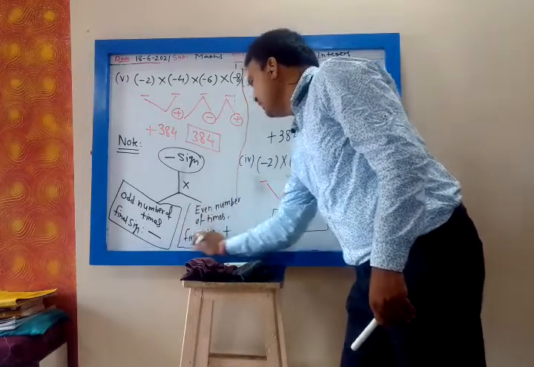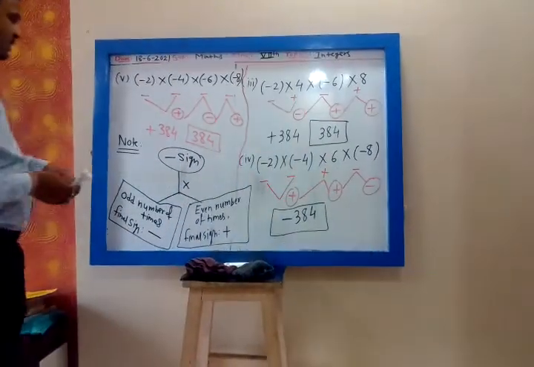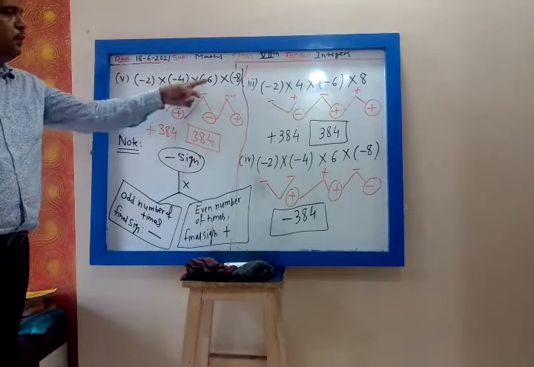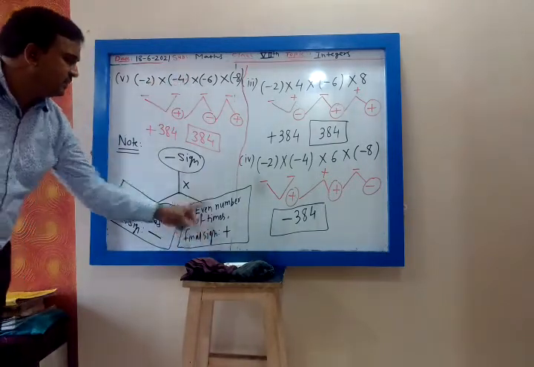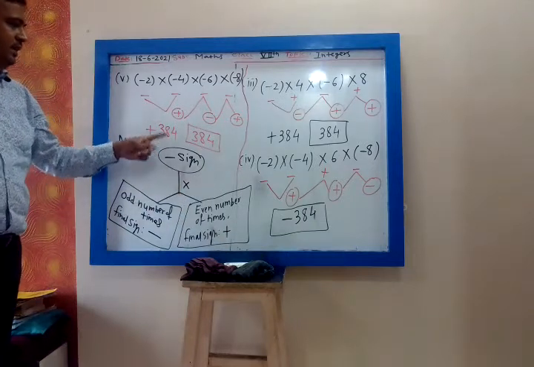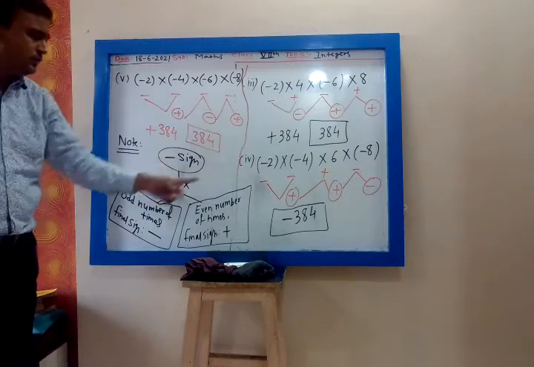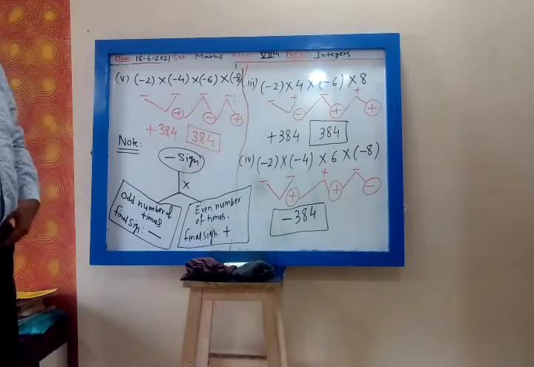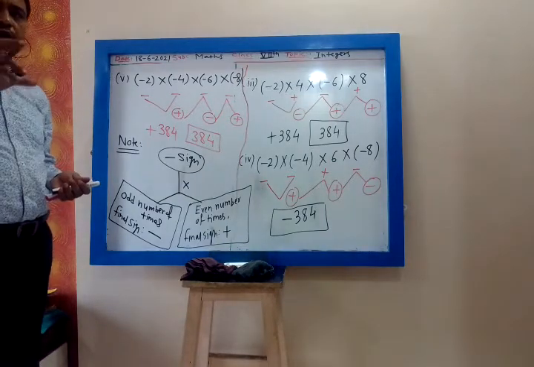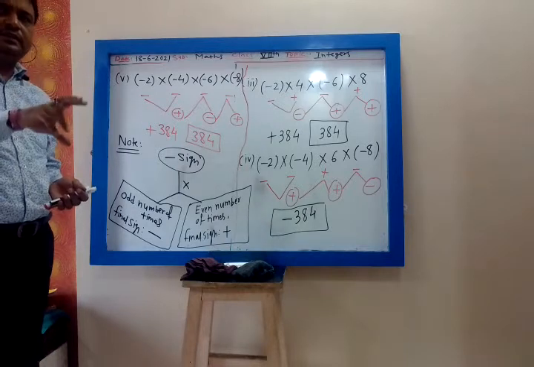So this you have to remember. In this, the minus sign is multiplied 4 times, and 4 is an even number, so the final sign will be plus. I have written plus. In this, the minus sign is multiplied 3 times, 3 is an odd number, so the final sign will be minus. So whenever the minus sign is multiplied an even number of times, the final sign will be plus.